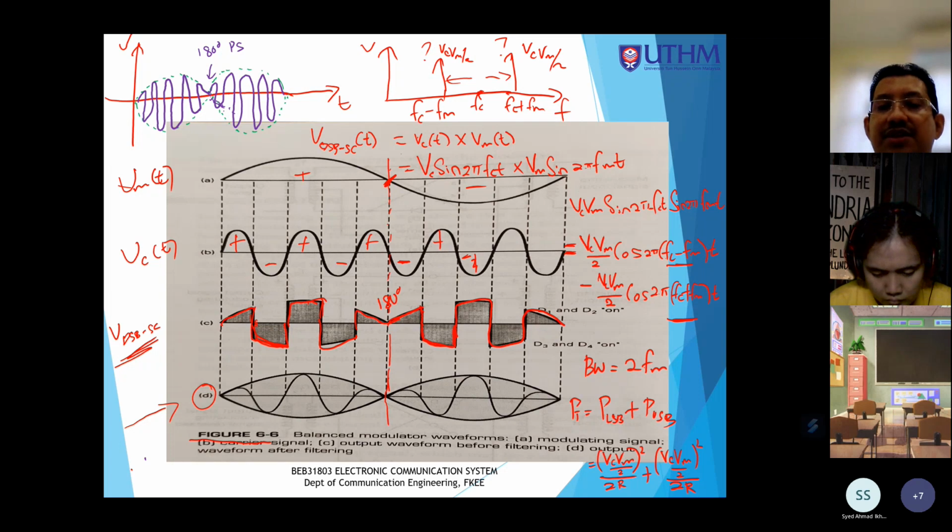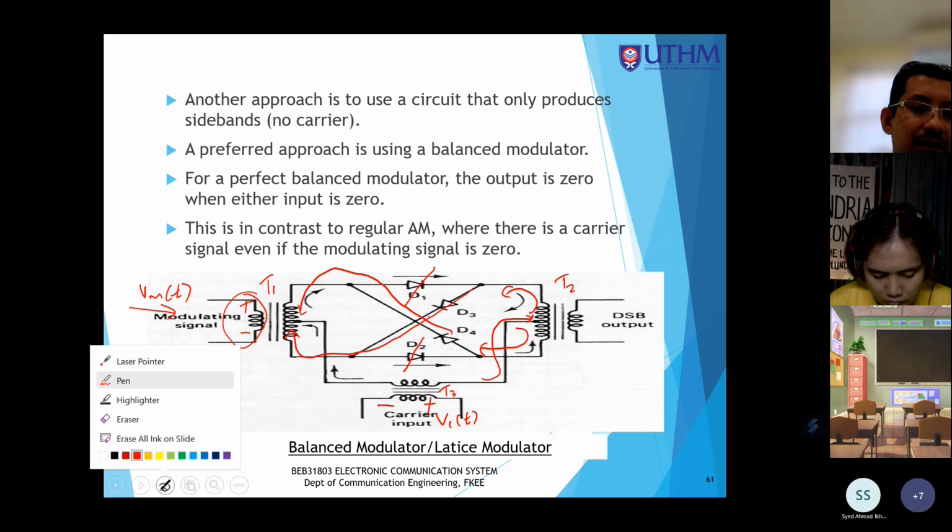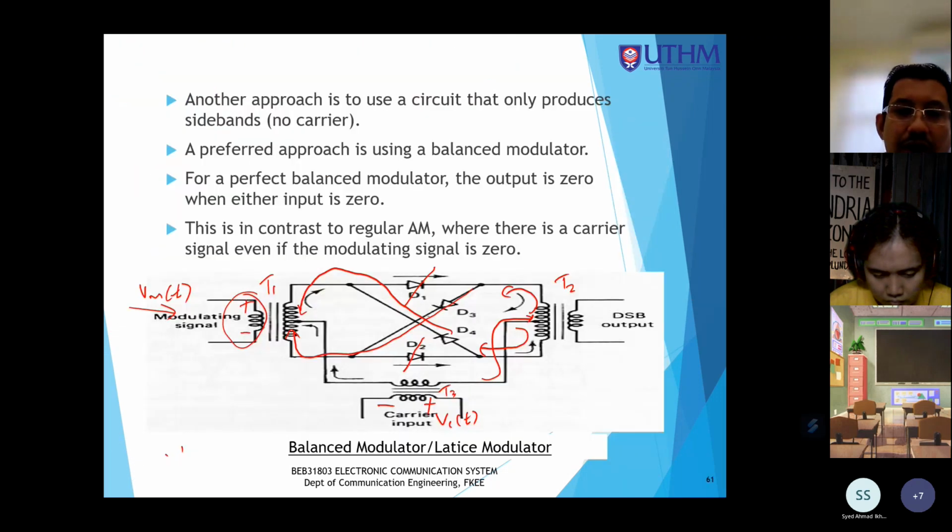Okay, so dalam kes ini tidak ada carrier component. So in order to completely suppress the carrier component, design daripada circuit ini juga sangat penting. Yang mana kalau you baca dalam literature books, yang mana dia punya dari segi coil winding ini pun, saya padam sikit.